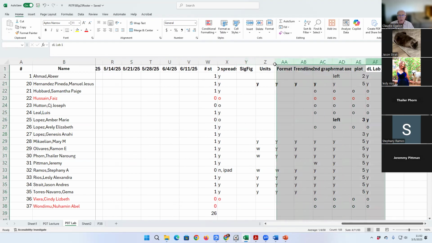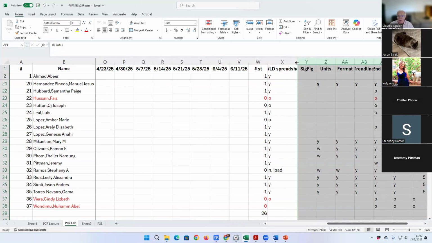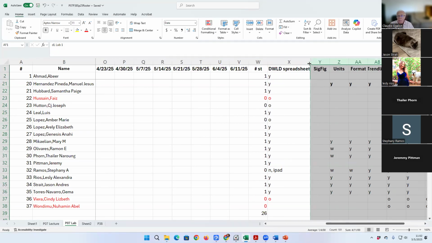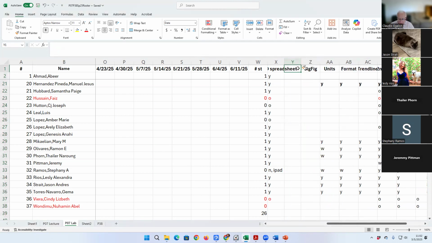Okay, that's lab 1. Okay, so at this point in time, did you finish? I want to know if you finished your significant figures, right? That's what I want to know. We have to do not just the significant figures, but we also have to do the CL, the confidence level. See here.